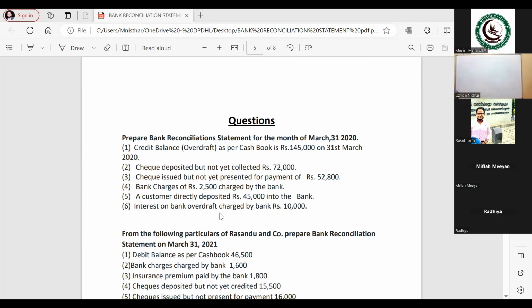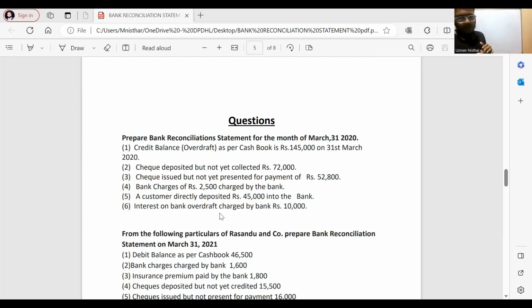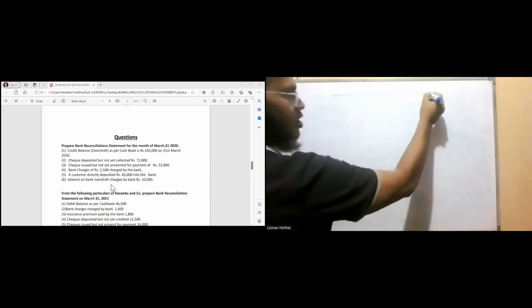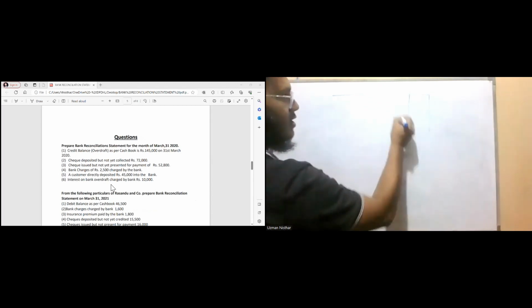Okay, so let's move on with the first question. Here you have to prepare the adjusted cash book and the bank reconciliation statement. In the first question, they have asked only the bank reconciliation statement. So we have the format of the bank reconciliation statement.